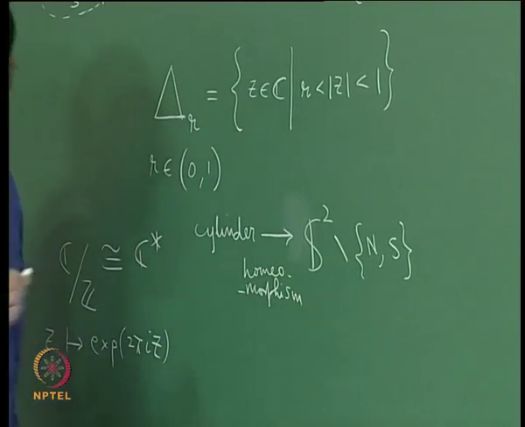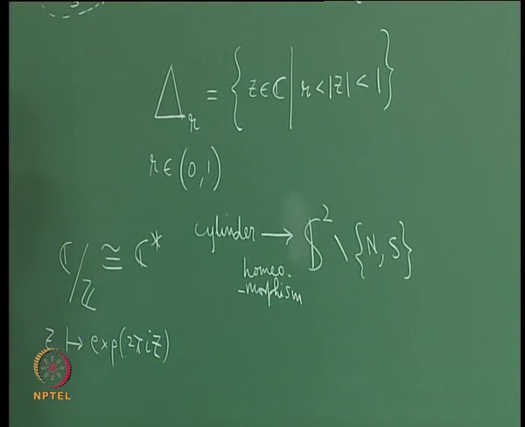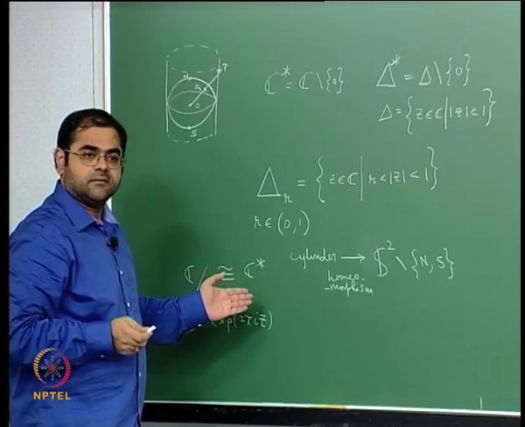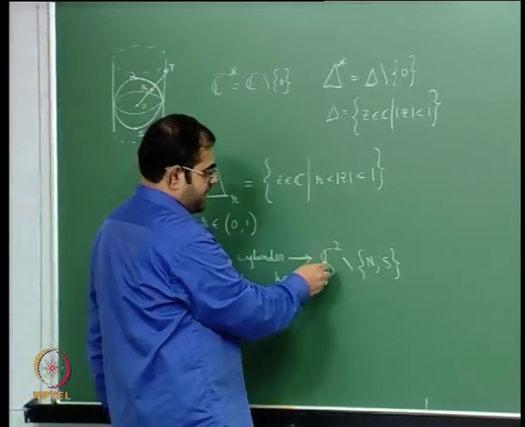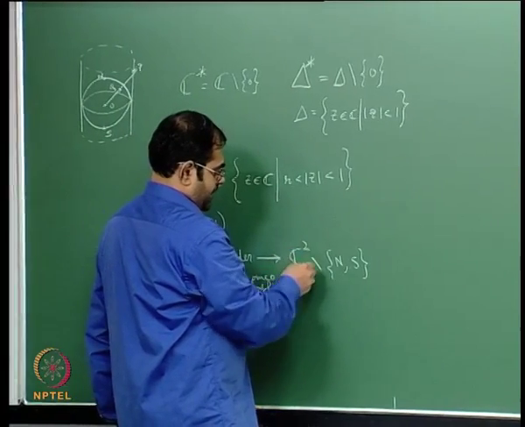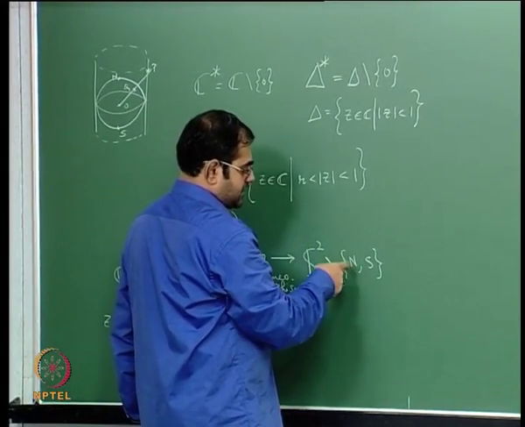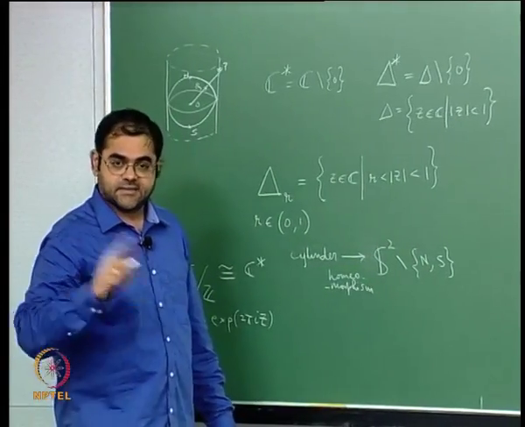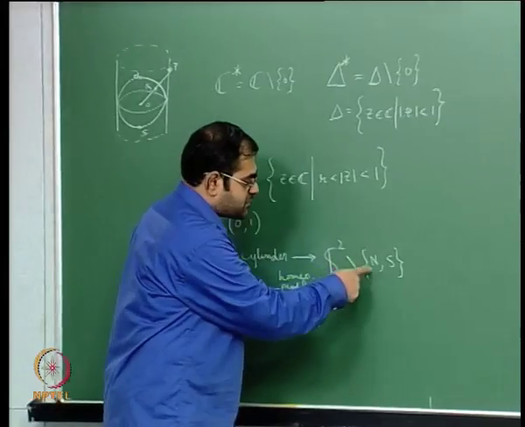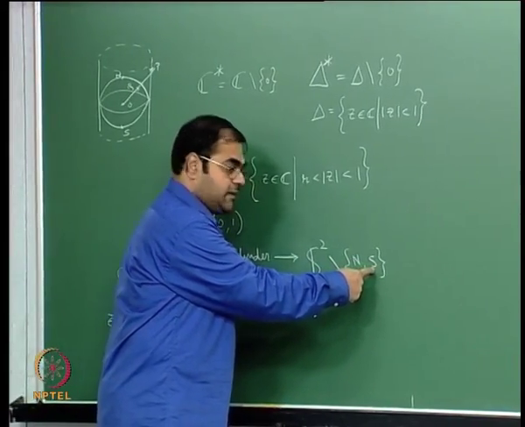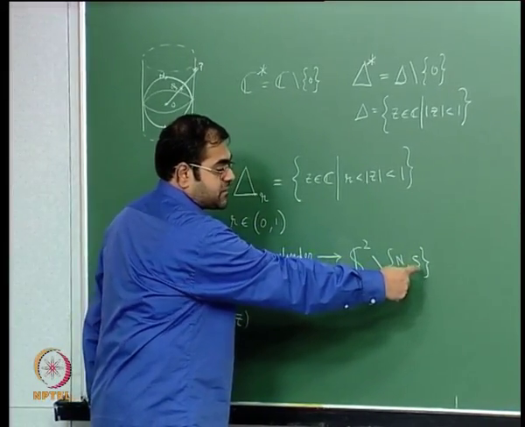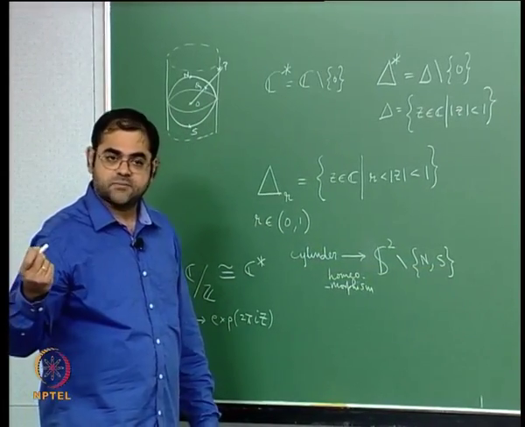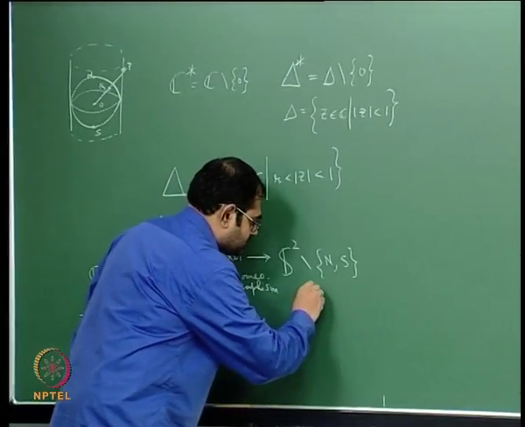This is a homeomorphism, and this is another way of saying that the cylinder is actually C star. The reason is because the sphere minus the north pole by the stereographic projection is just the complex plane, and under the stereographic projection the south pole corresponds to the origin. So if you remove the origin from the complex plane, this is just C star.